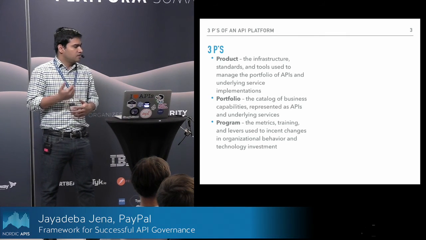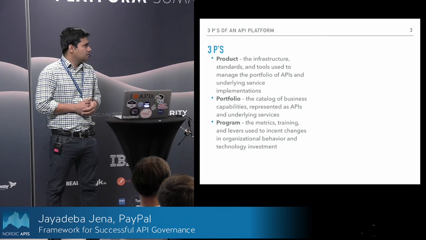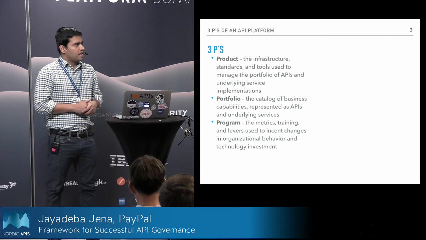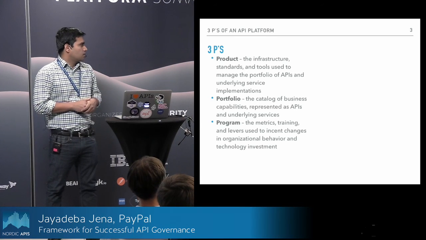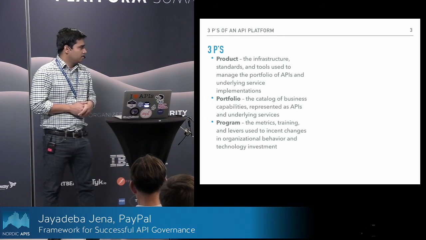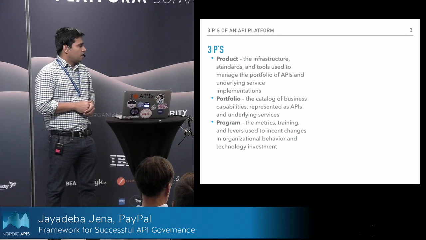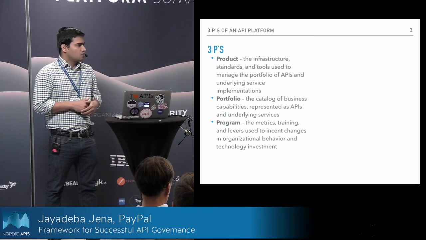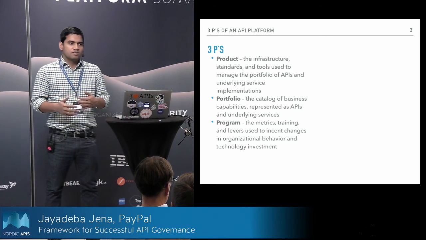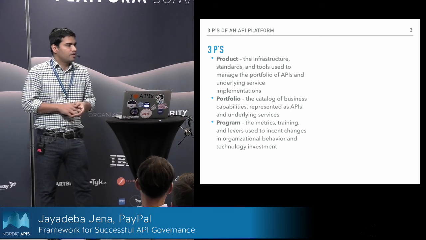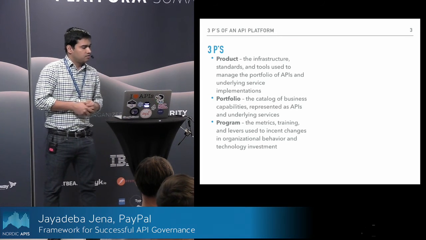The product is basically the infrastructure, the standards, and the tools used to manage the portfolio of APIs, and the portfolio is the actual set of capabilities and services that make business sense for our customers. The portfolio contains all the business capabilities. And the program combines all this together, along with the metrics that we use to evaluate the quality of APIs. What it takes within the organization to understand that this is a good API versus that is a bad API, and if something is categorized as a bad API versus a good API, how do we measure them, what is the criteria for all of them? So the program really drives all of this.